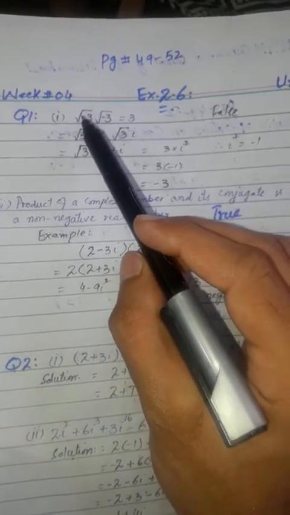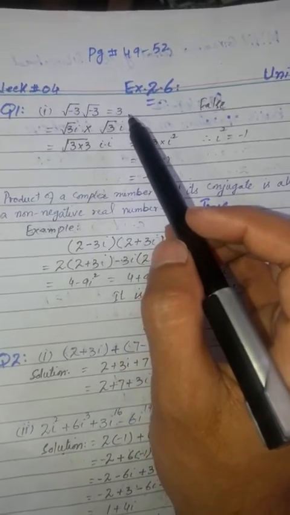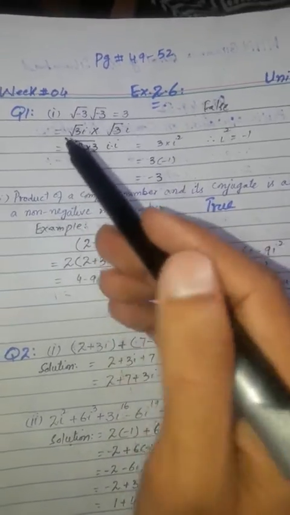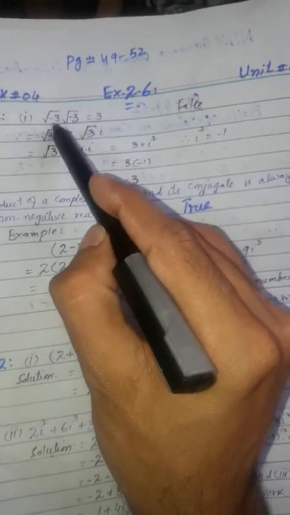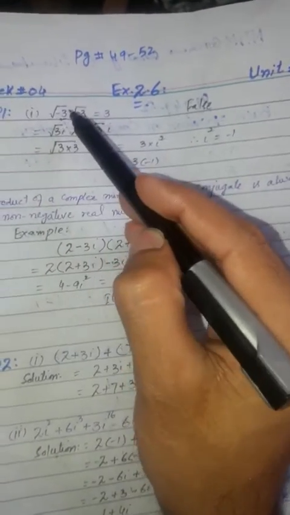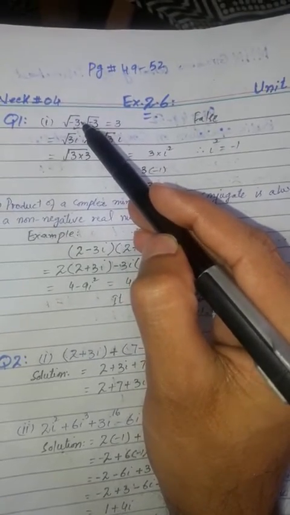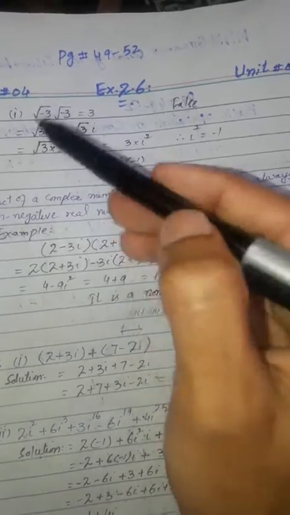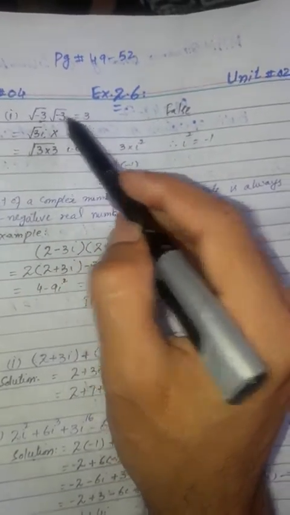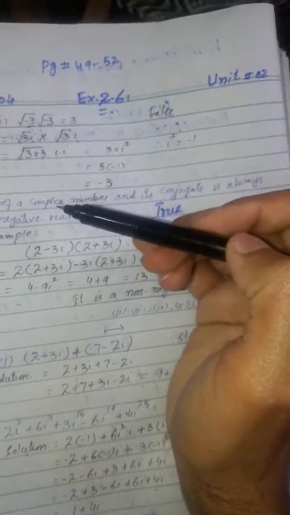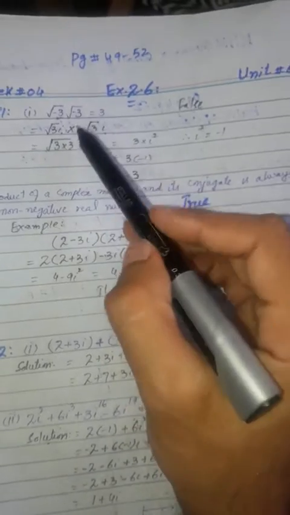First part: square root of minus 3 into square root of minus 3 equal to 3. This is false. Why? I explain it. In the previous lecture, the square root of minus 1 is equal to iota. So simply I change minus into iota, here minus into iota. Okay, so they are multiplying to each other.